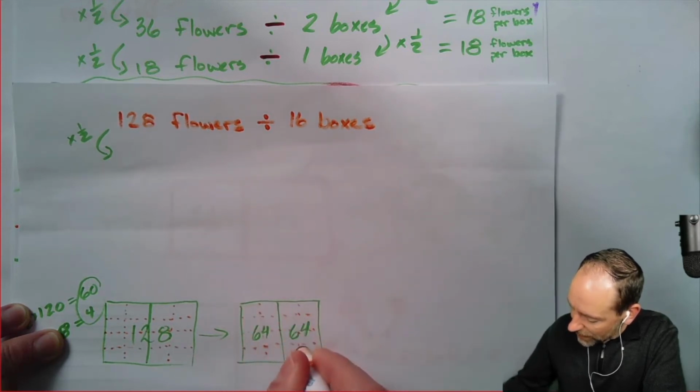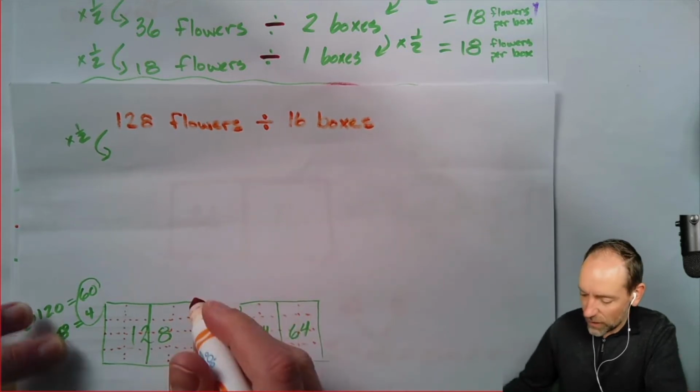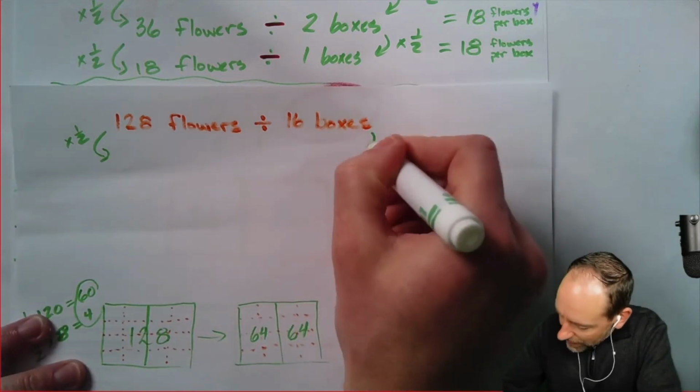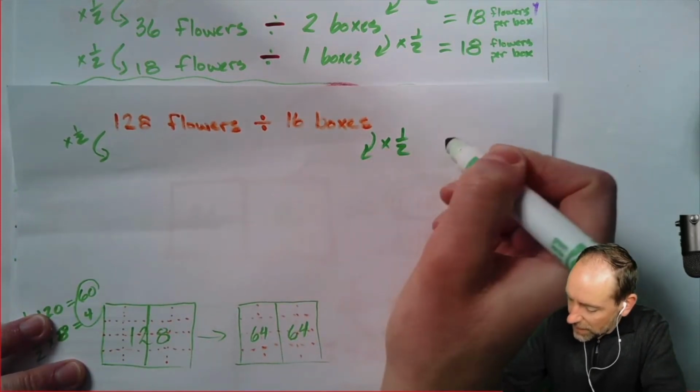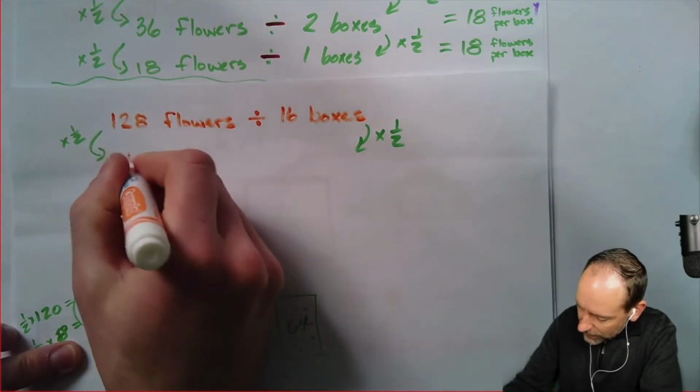Interesting. I have 8 boxes because there's 8 boxes here. So it's like when I halved my boxes, I ended up with, we saw 64 flowers.